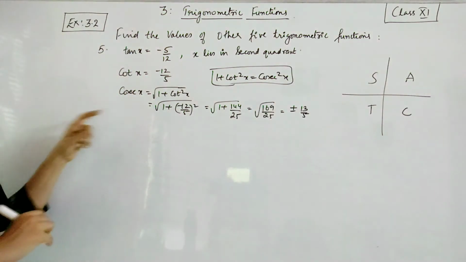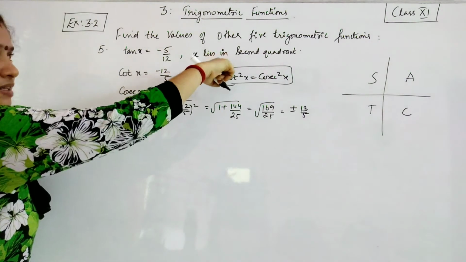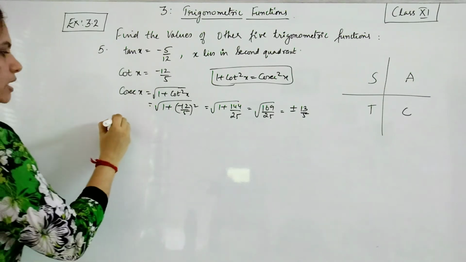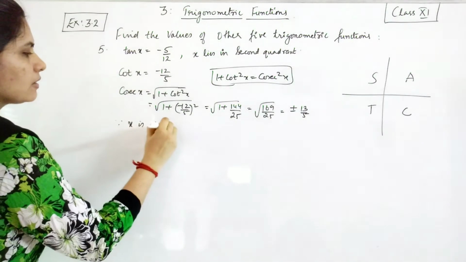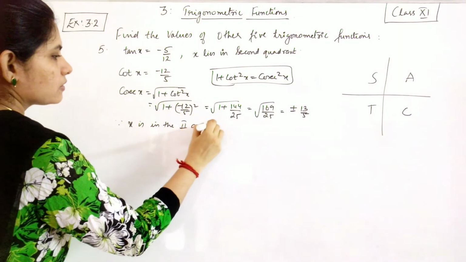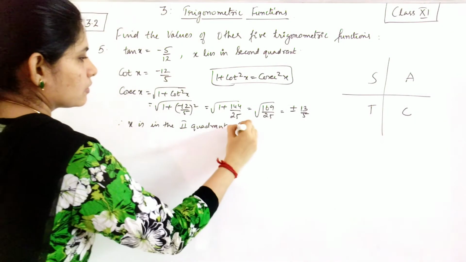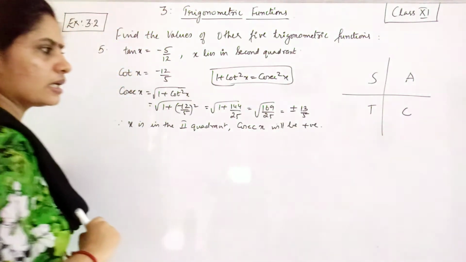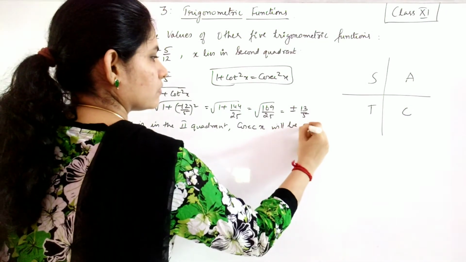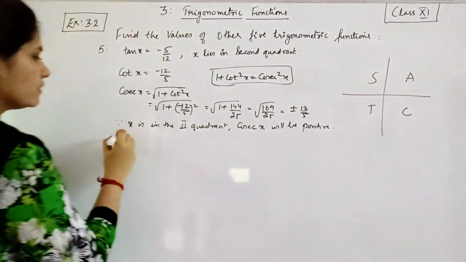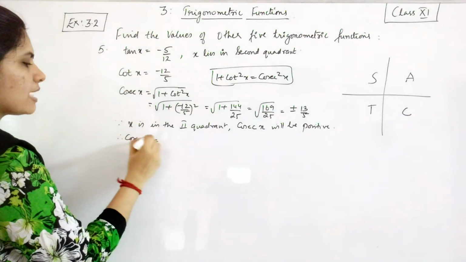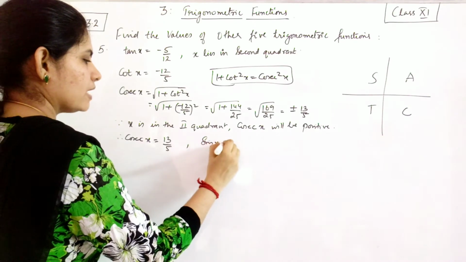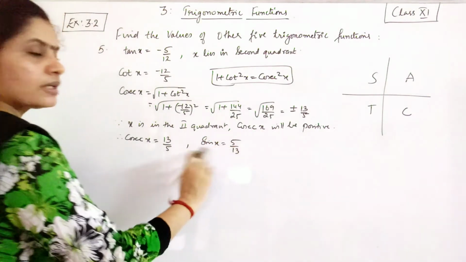Now you have to see in which quadrant x lies. X lies in the second quadrant, which means cosec and sine should both be positive. So since x is in the second quadrant, cosec x will be positive. So you will choose your cosec value as positive 13 by 5. Now from this you can get your sine value, which is 5 by 13. So both are giving you positive values.